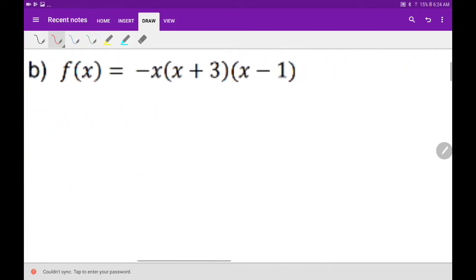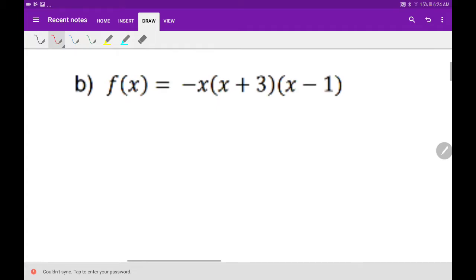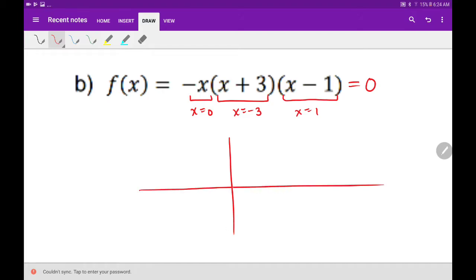Let's do it one more time. Okay, so as before, you're going to, number 1, set the function equal to 0 and find your x-intercepts. So we get x equals 0 from that factor, x equals negative 3, and x equals positive 1, and we'll graph those. At 0, at negative 3, and at positive 1.